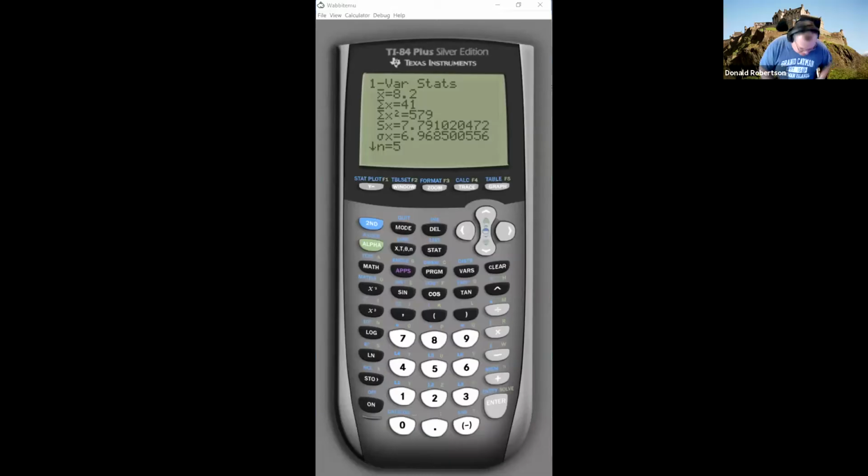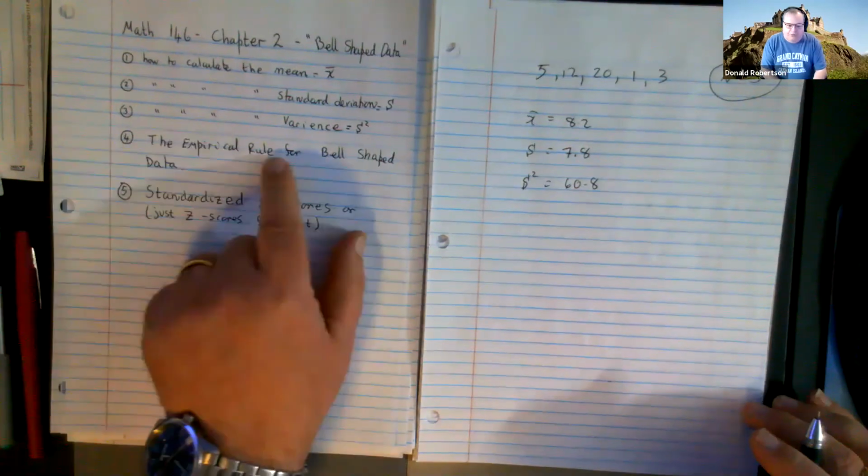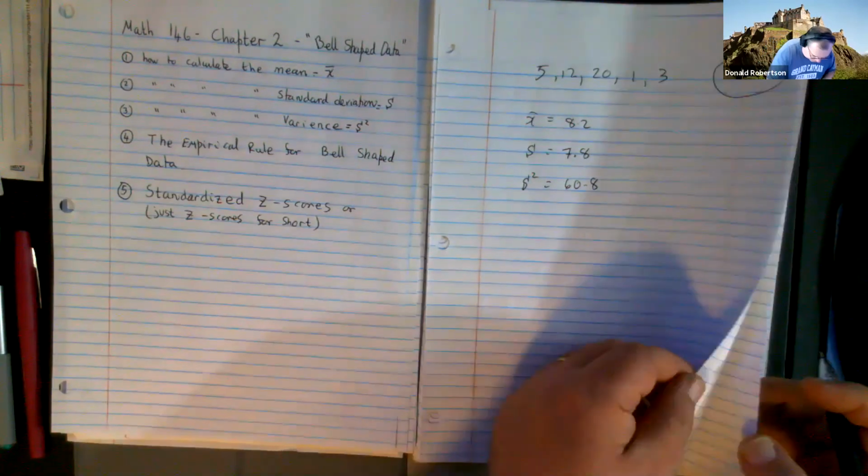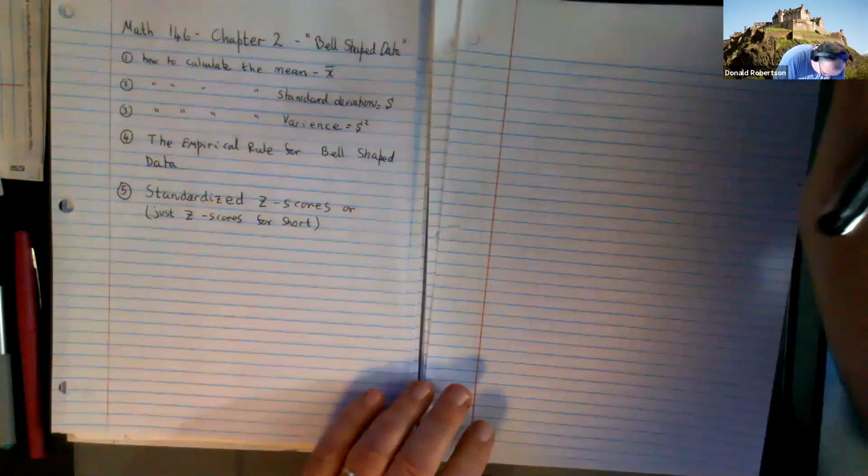Right. So let's return and look at the next piece of the puzzle. The empirical rule for bell-shaped data. Good. That's a mouthful.